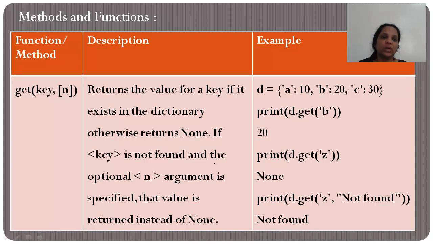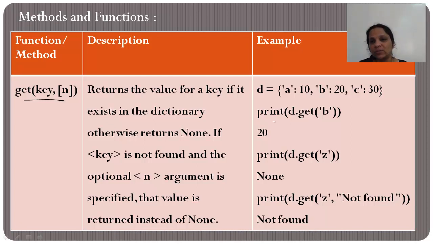Now coming to methods. The first method that we are going to be learning is the get method. It takes two parameters: the key whose value you want to get, and n. Suppose you write a key that doesn't exist, then this function is going to return the value none. But in case you need this function to return something else instead of none when the key is not present, then you specify n. N is put in square brackets just to represent that it is optional.